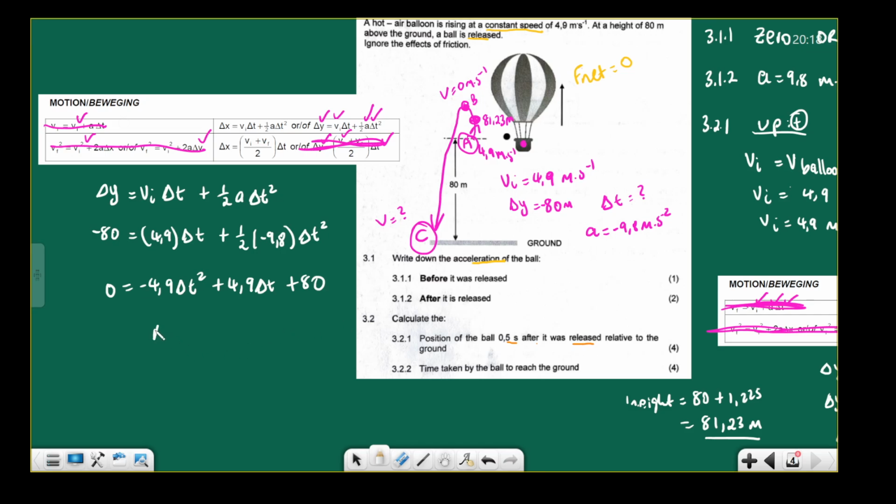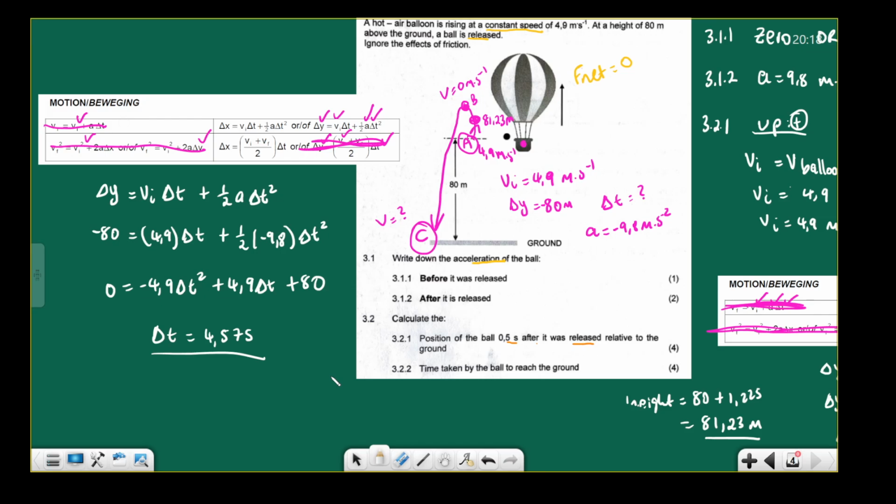So the answer for change in T will be 4,57 seconds. And then done. You get your nice 4 marks there. Guys, if you're able to follow along with these two questions, you should be okay with any question that is going to ask you about hot air balloons. Okay, that is just simply how we do it.